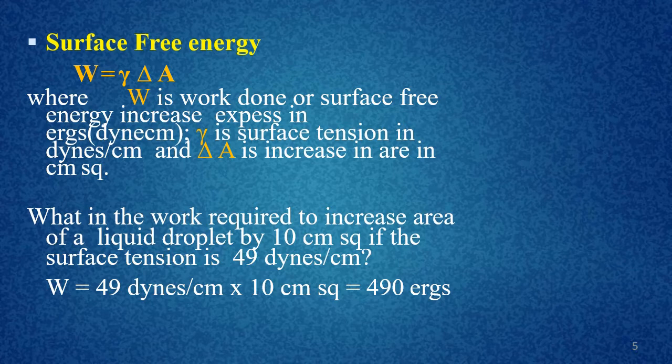Surface free energy is denoted by W, which is equal to gamma delta A, where W is work done or surface free energy increase expressed in ergs, gamma is surface tension in dynes per centimeter, and delta A is increase in area in centimeter square. Here is the question: what is the work required to increase the area of a liquid droplet by 10 centimeter square if the surface tension is 49 dynes per centimeter? Then the answer will be W equals 49 dynes per centimeter times 10 centimeter square, which is 490 ergs.